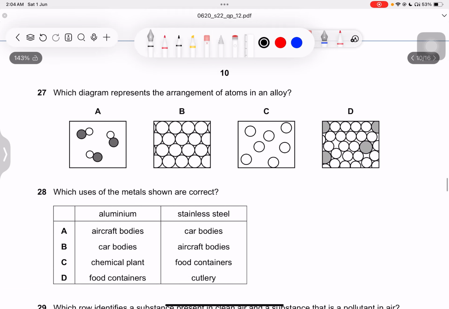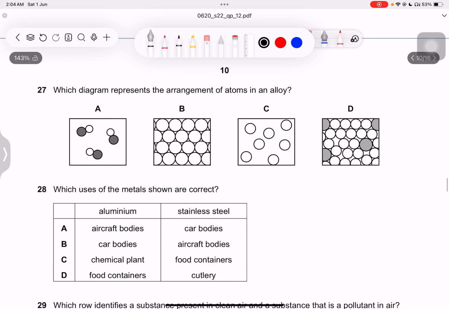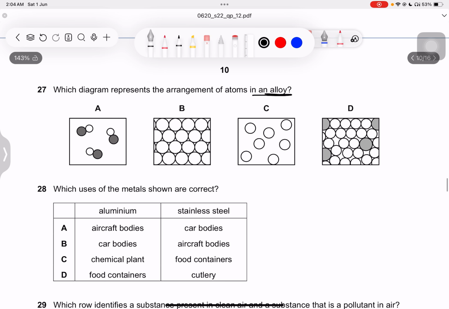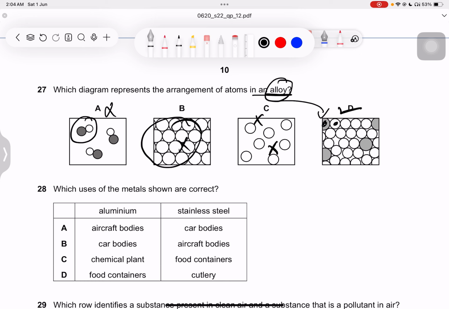Next, which diagram represents the arrangement of atoms in an alloy? So an alloy contains a mixture of a metal and another element. In a metal we have close arrangements of particles, so only B and D can be correct. And we have an alloy, so it should be two different substances. This is denoted by the shading. So option D is correct. This is a single metal. This is not a metal, and this is maybe a gas.